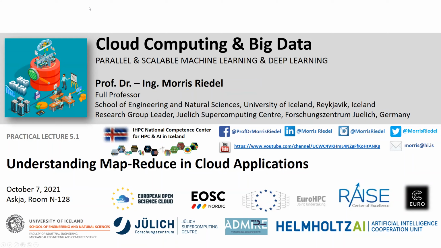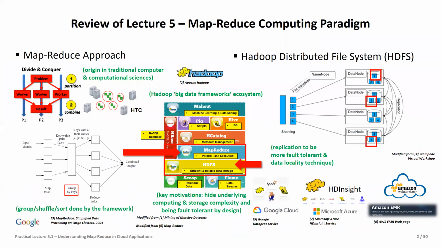All right, so welcome everyone to Cloud Computing and Big Data, our parallel scalable machine learning and deep learning course. Today is a practical lecture 5.1, understanding MapReduce, and of course in our context specifically in cloud environments for cloud applications. And before we go into the material of this lecture, and I show a little bit of the Amazon Web Services, let us review what we learned the last time.